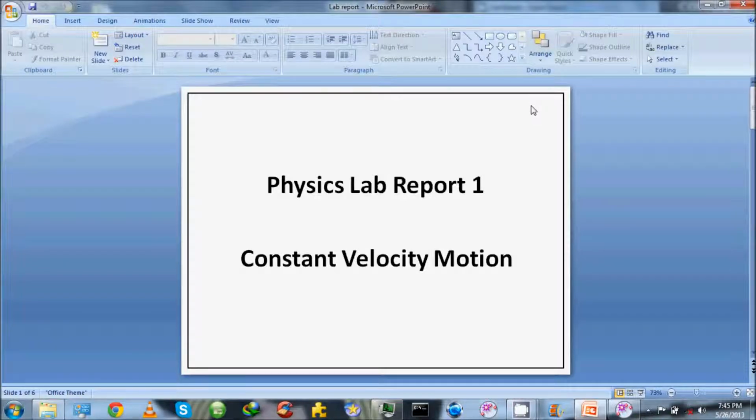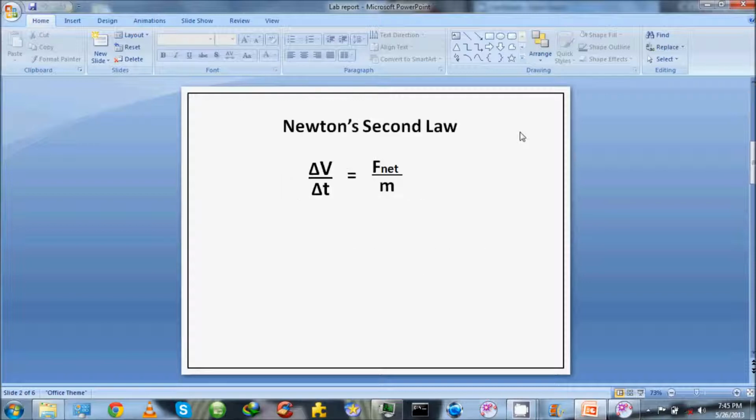This report will discuss the behavior of an object having constant velocity motion and compare its results with the predictions of a computational model based on Newton's second law. Let's have a look at Newton's second law, which states that change in velocity over a short period of time is equal to the net force acting on the object divided by the mass of the object.